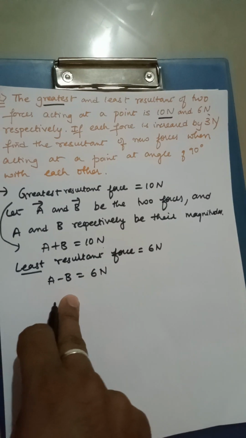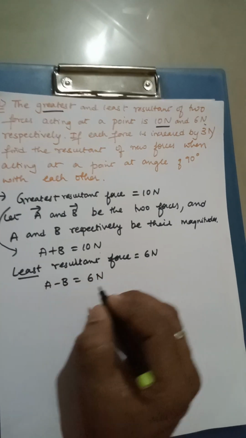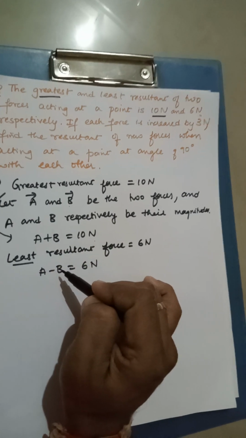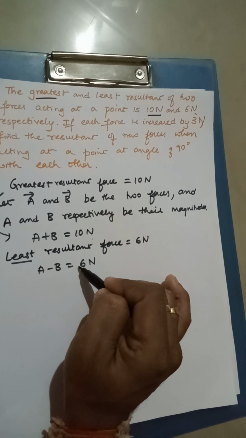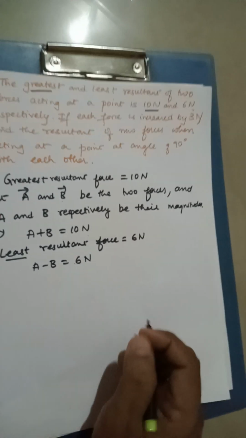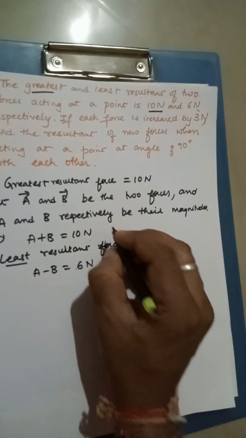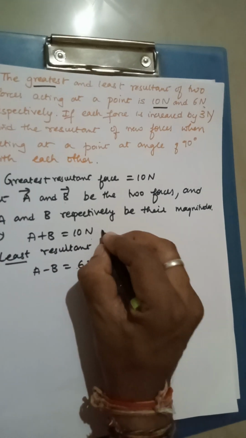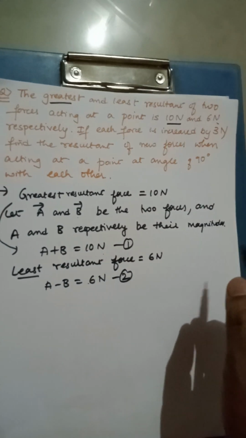Why can't it be B minus A? Here I have assumed A as the force which has higher magnitude and B as the force which has a lesser magnitude. So higher minus lower value will be positive, that is plus 6 newtons. So what is the value of A and what is the value of B? How can we get the values of A and B using these two equations? Why do we need to find the values of A and B in the first place?